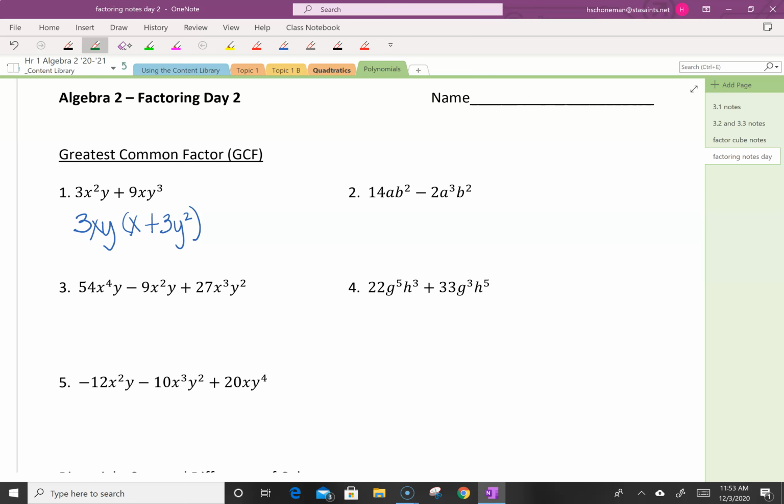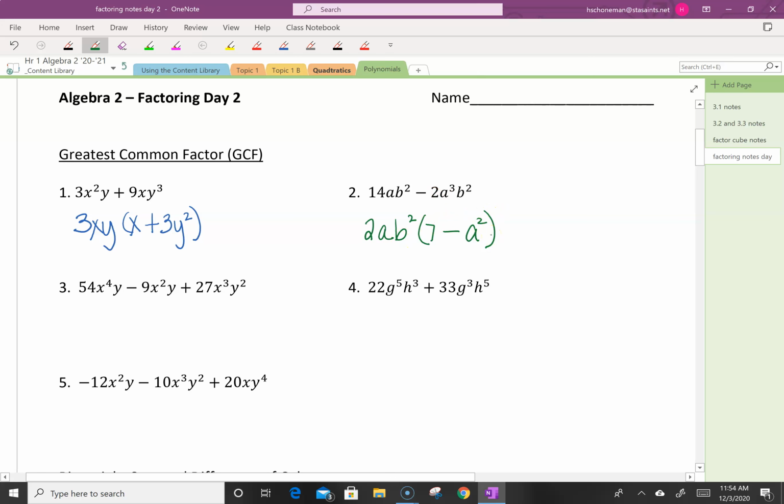On the second one, the largest number I can divide into both 14 and 2 is 2. With the a's, this one has 1, this one has 3, so the most I can take out of both of them would just be 1. They both have b squared, so I can take b squared out of both of them. 14 divided by 2 is 7. The a's cancel and the b squareds cancel. Minus 2 divided by 2 is 1. I don't necessarily have to write that if there's variables left. There's 3 a's, I take away 1, I have 2 a's, and the b's cancel.